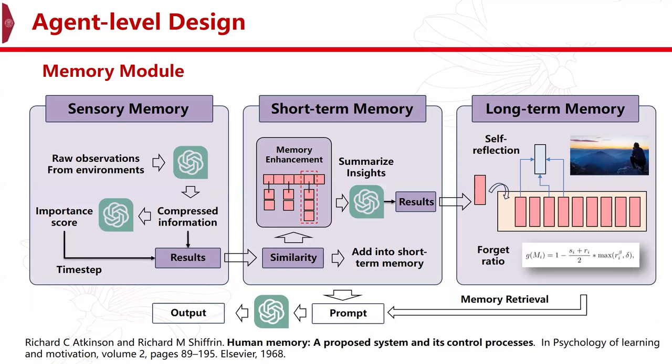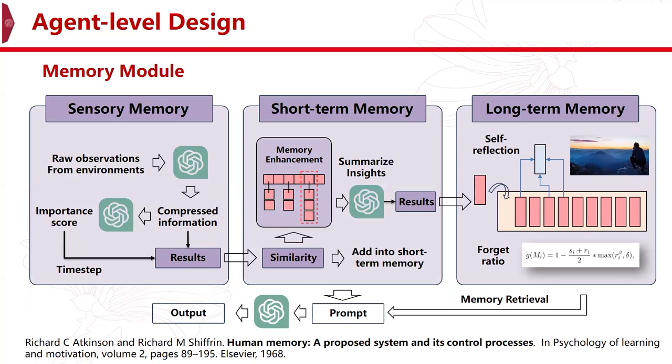In the memory module, there are three sub-components. The first one is the sensory module. It mainly aims to process the raw observation into more condensed and informative signals, and the processed information will be put into the short-term memory. If similar information is repeatedly put into the short-term memory, then it will be transformed into the long-term memory. Otherwise, the information will be quickly forgotten.